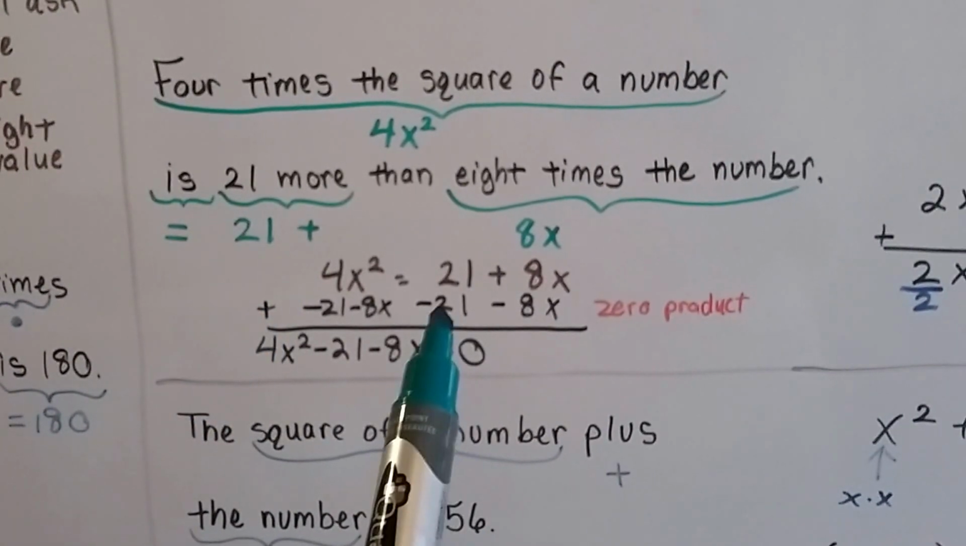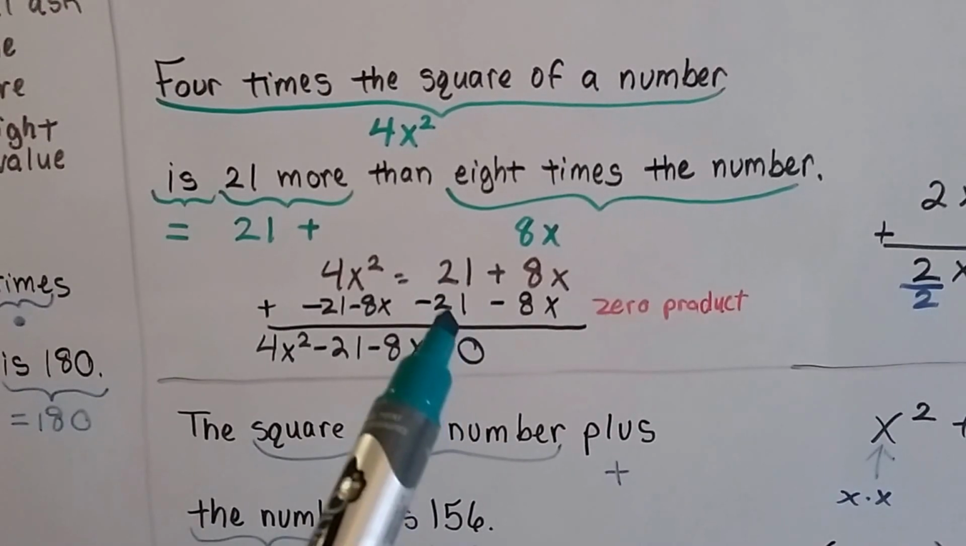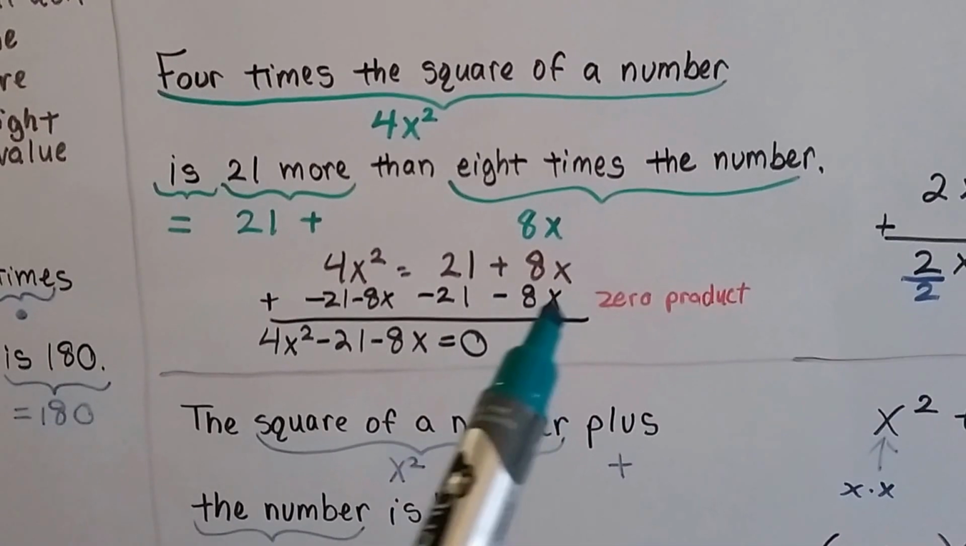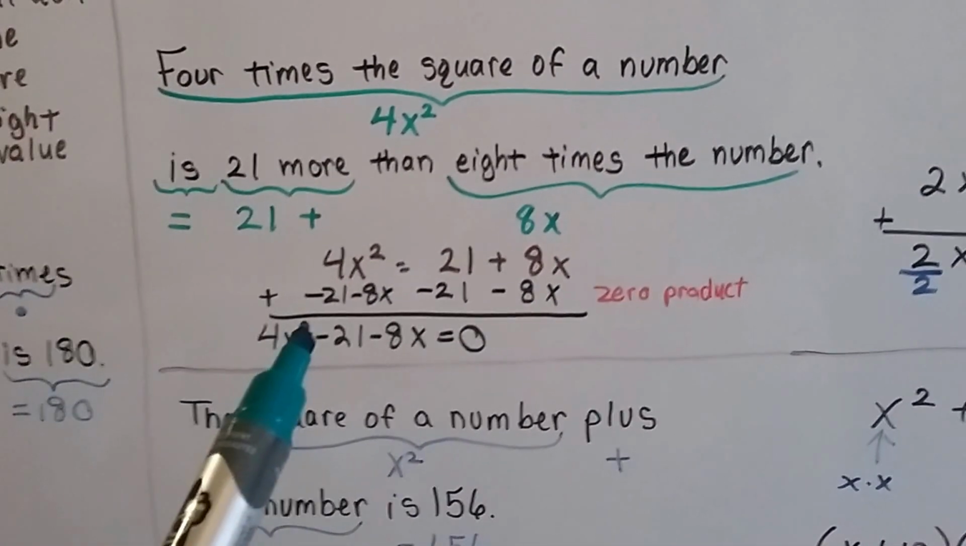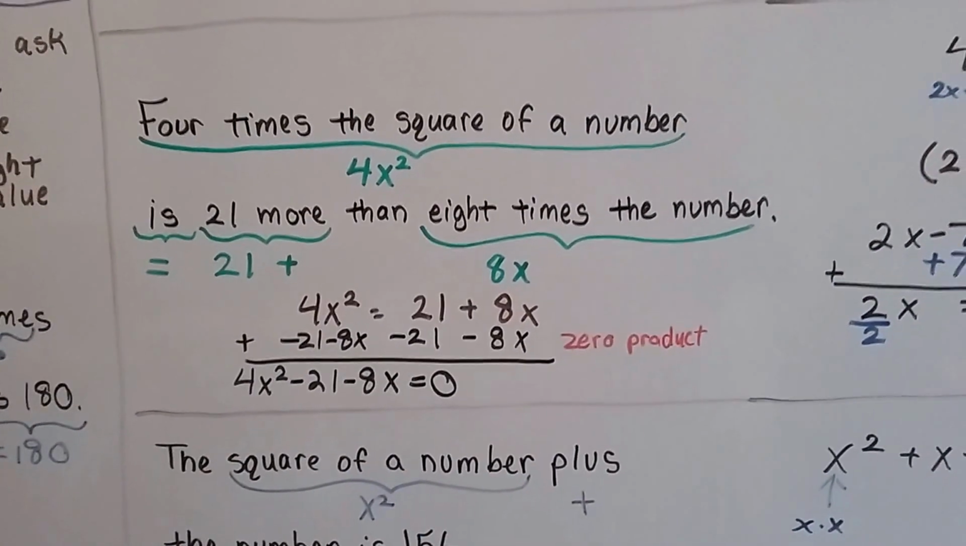So what I'm going to do is use this side of the equation. This is a positive 21, so I'm going to add a negative 21 to each side. This is a positive 8x, so I'm going to add a negative 8x to each side. And that gives us a positive 4x squared minus 21 minus 8x equals 0. Now it's ready to be factored.